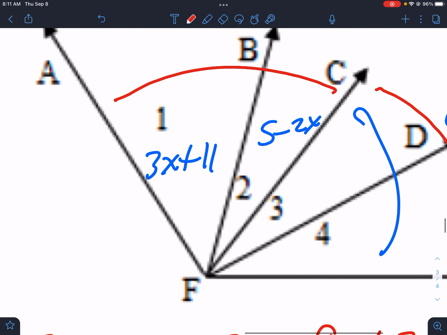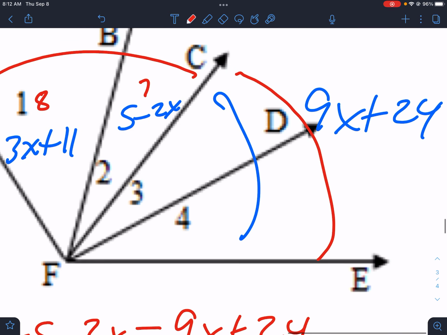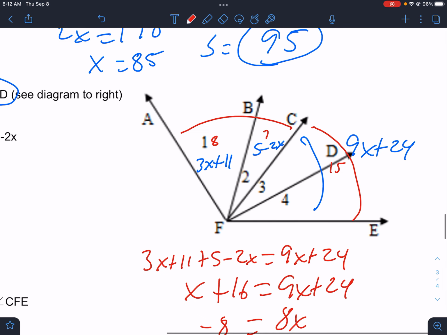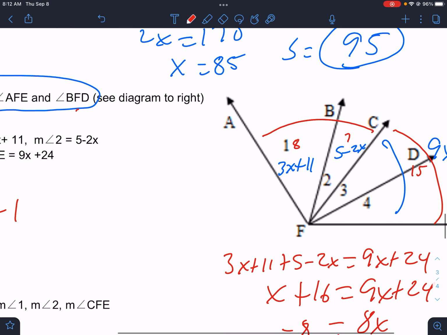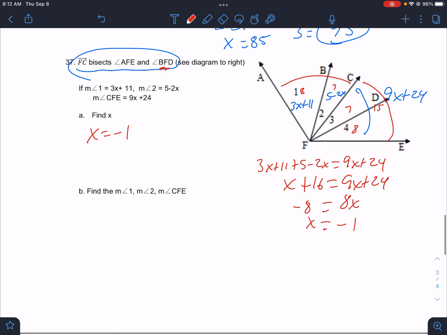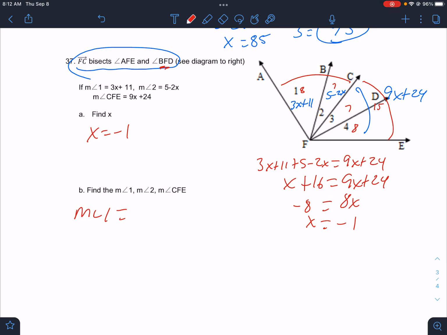Plug in negative 1. This would be 8. That'd be 7. And this would be 15. They also tell us it's the bisector for BFD. So if that's 7, then this is 7 and this is 8. So the measure of angle 1 is 8. The measure of angle 2 is 7. And the measure of angle CFE is 15.